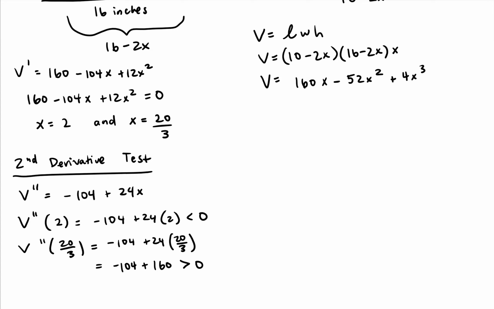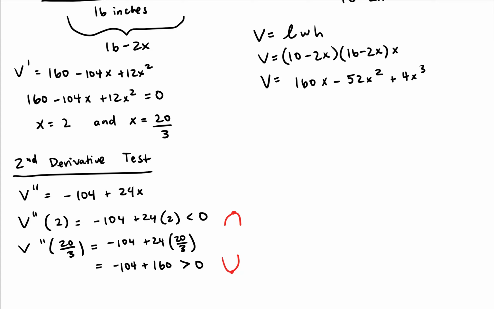And I don't know why, but I always have to draw the picture. So this is concave down, so that's going to be a maximum, and this is concave up, so that's going to be a minimum. So out of the two answers, the x value that's going to give us the largest volume for our box is if x equals 2 inches.